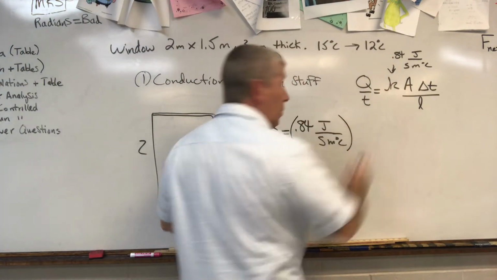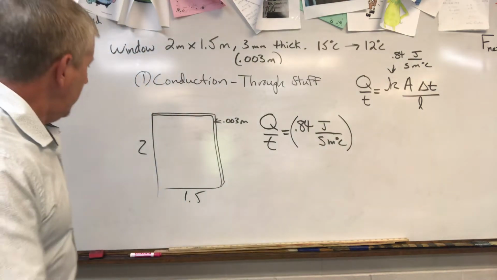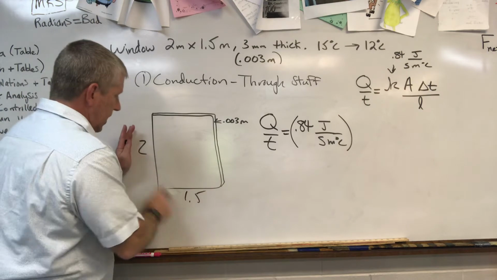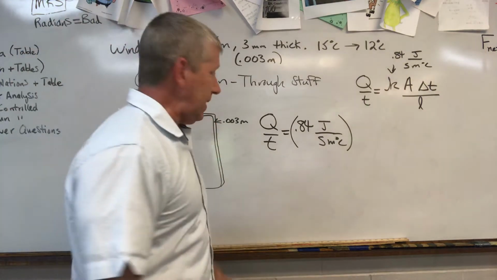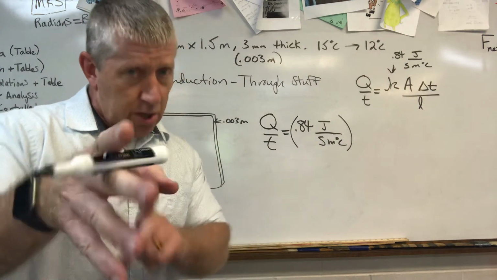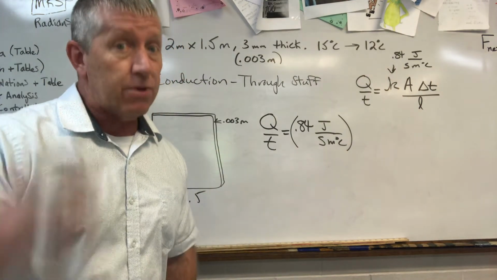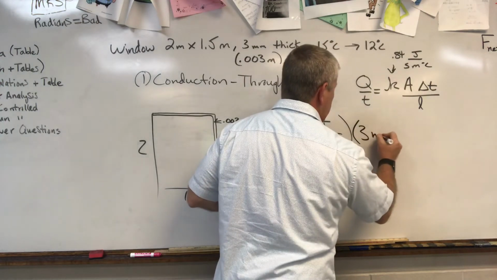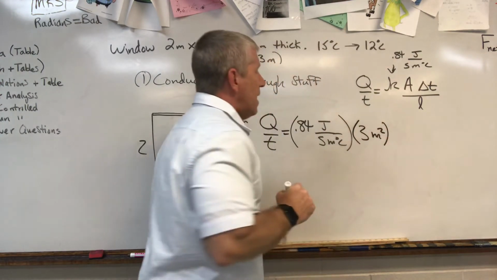Oh, the area. What's the area of the window? The area of the window, a rectangle, 2 times 1.5. Let me put that in there. 2 times 1.5 is going to be 3. I'm just doing the math on that for you. Get a calculator, check it. But 2 times 1.5 is 3. So on top we have 3 square meters.